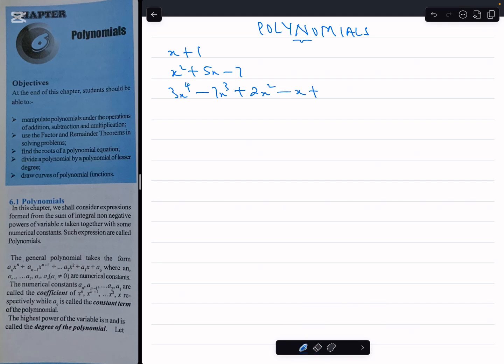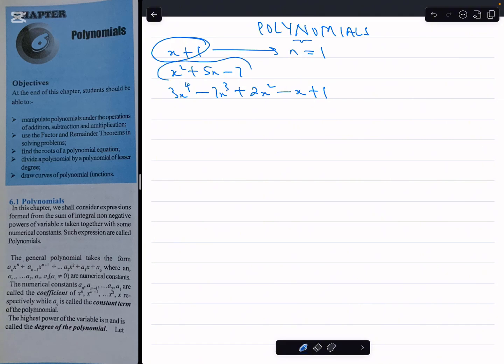minus x plus 1. We will say that this is a linear expression and it's a polynomial of degree 1. It's a linear expression and the highest power of x in it is 1. They usually use n to represent the degree of a polynomial. The highest power of x in the expression is what gives the degree of the polynomial.